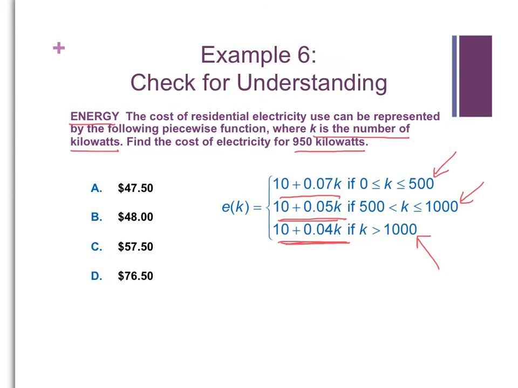Now you have four choices, A, B, C, and D. I would like you to calculate the cost of the electricity usage for 950 kilowatts and then submit your answer.